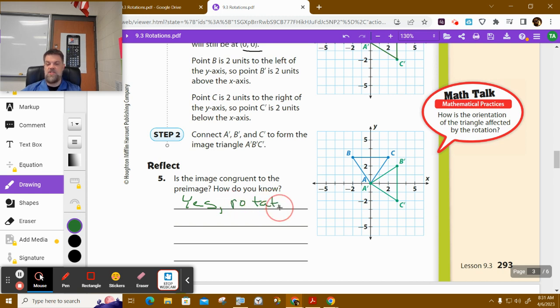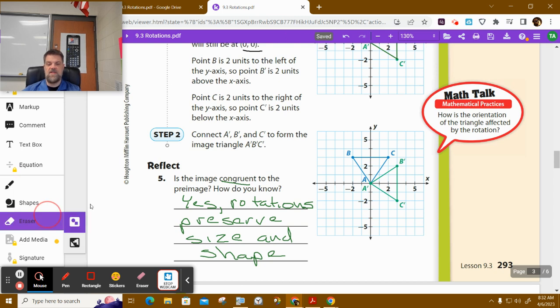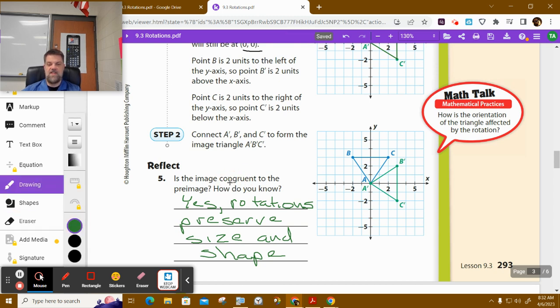We'll just say rotations preserve size and shape. Because we proved that on the last one. And when you preserve the size and shape, that makes it congruent. I know, I kind of messed up that word. What did I say? Preservative. Okay. Are there any questions on that one?